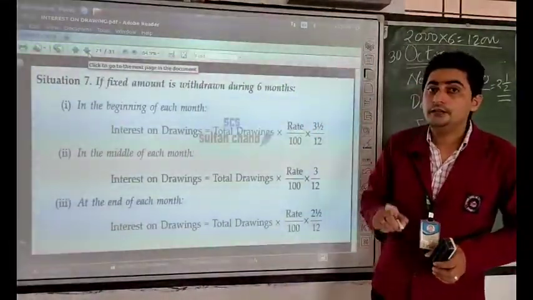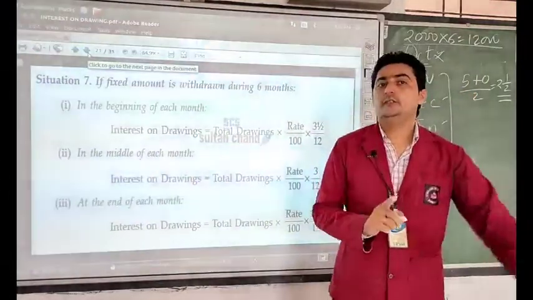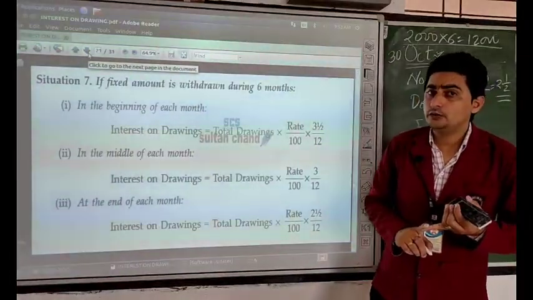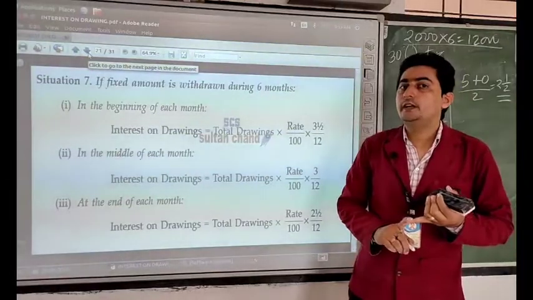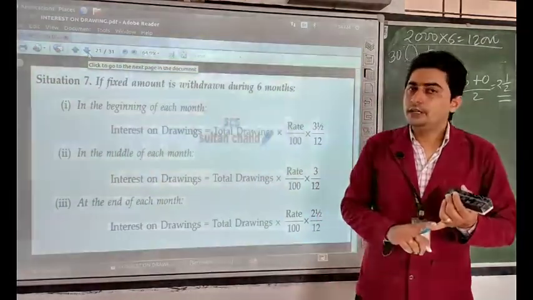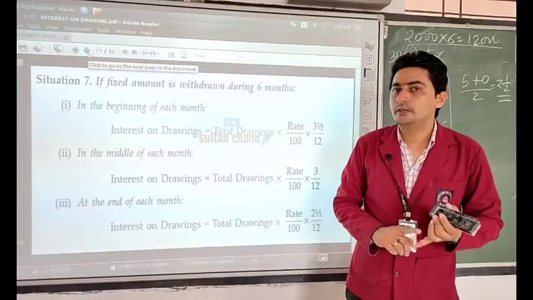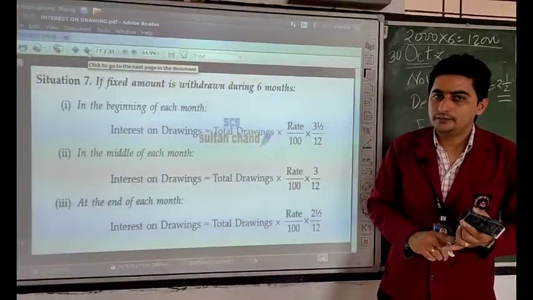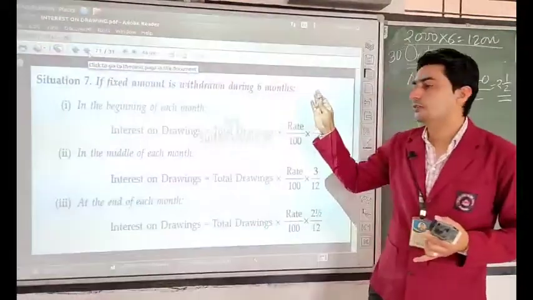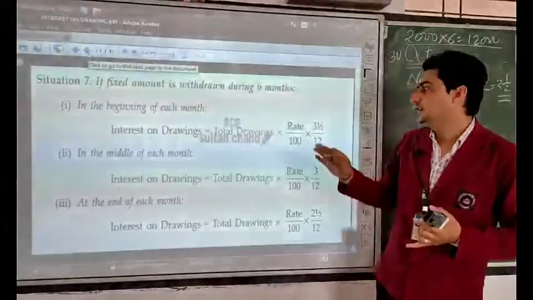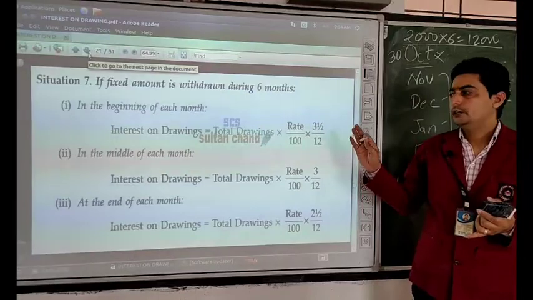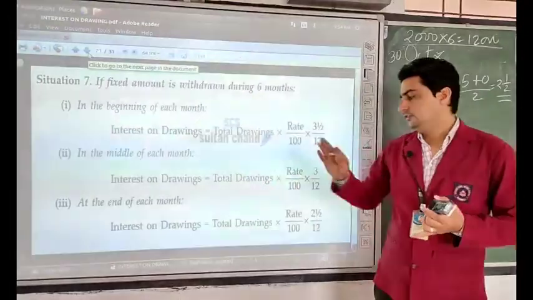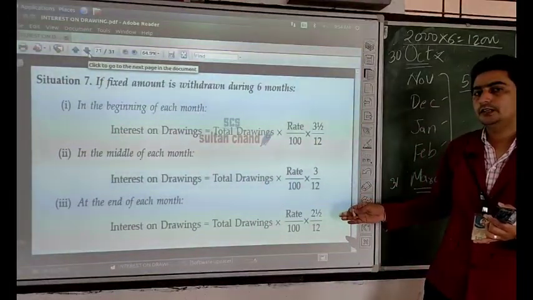Let us revise. If we are withdrawing quarterly, how will we calculate? If we are withdrawing amount in the beginning of each quarter, average period of time will be 7.5 months. If you are withdrawing in the middle of each quarter, the average period of time will be 6 months. If you are withdrawing at the end of each quarter, the average period of time will be 4.5 months. And what will happen if the period is of 6 months only? If you are withdrawing in the beginning of each month, average period of time will be 3.5. If you are withdrawing in the middle of each month, the period of time will be 3. At the end of each month, the average period of time will be 2.5.